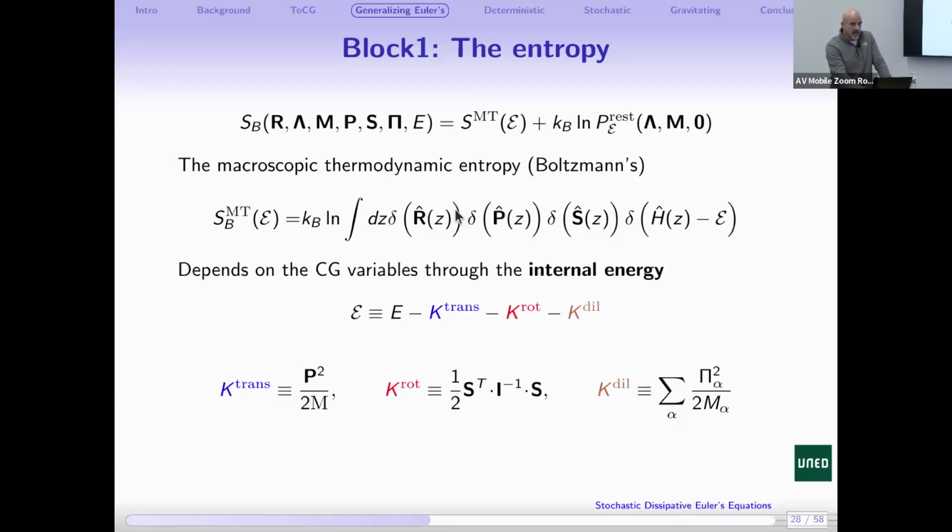And the important thing is that this entropy depends on the set of variables only through this particular combination in terms of the internal or thermal energy, in which you subtract from the total energy the organized forms of kinetic energy: the translational kinetic energy, the rotational kinetic energy, and also the dilational kinetic energy, because this body we are capturing the motions of dilations.